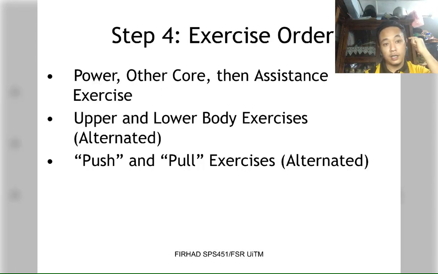Step 4 is your exercise order. Number 1 is you do power, and then you do other core, and then you do assistant exercise. For example, power, you go for deadlift, power clean, clean and jerk, and then you go for other core. For example, you do bench press, and then you go for assistant exercise, which is your limb, your bicep, your tricep, your small muscle.